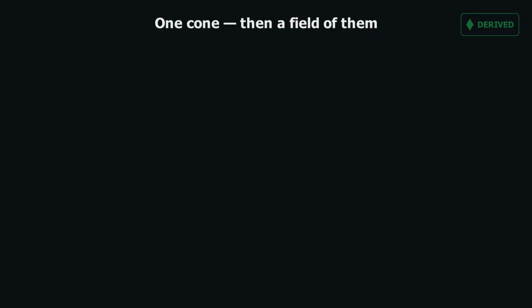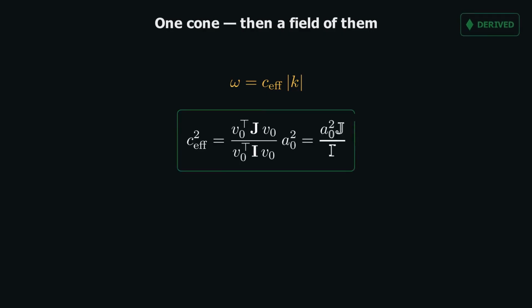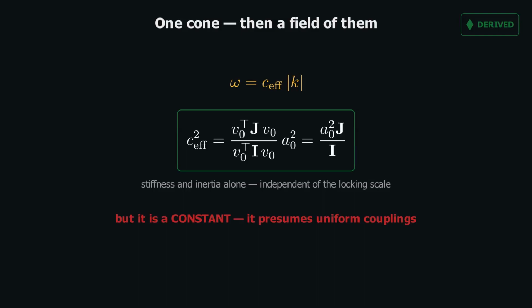Start from what Part 1 already handed us. Expand the substrate Hamiltonian to quadratic order about the locked ground state, read off the Goldstone branch, and the soft mode disperses linearly: omega equals C effective times the magnitude of K. And the speed is fixed by two things only, stiffness and inertia. C effective squared equals A0 squared times J over I. That is derived, and it is the spine of the whole book.